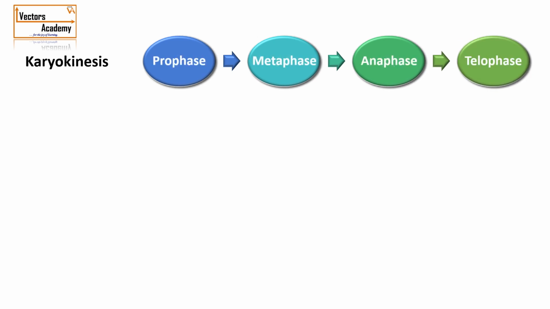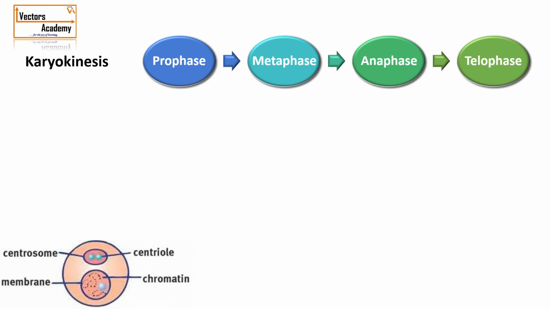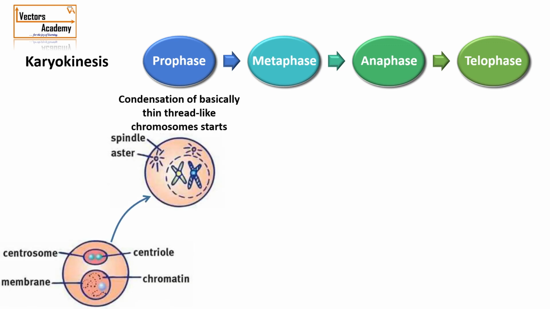T for Telophase. In prophase, the condensation of the chromosomes starts. Due to this, they become short and thick, and they start to appear with their sister chromatids. Centrioles duplicate and move to opposite poles. The nucleus is still present, but the nuclear membrane and nucleolus start to disappear.